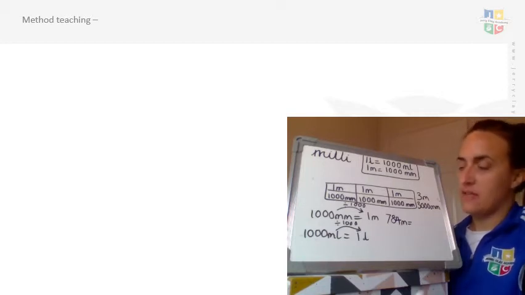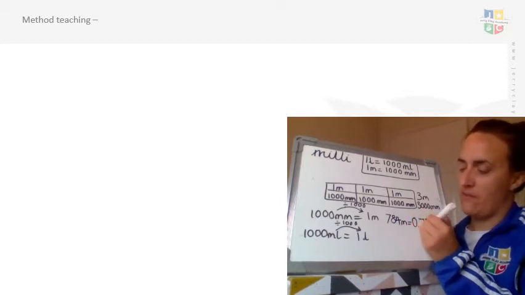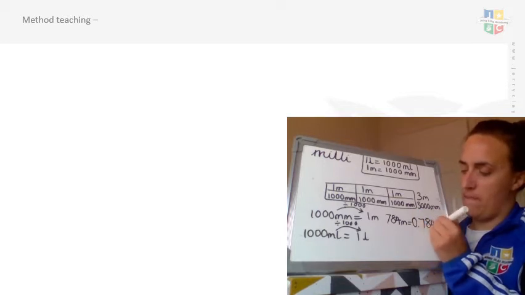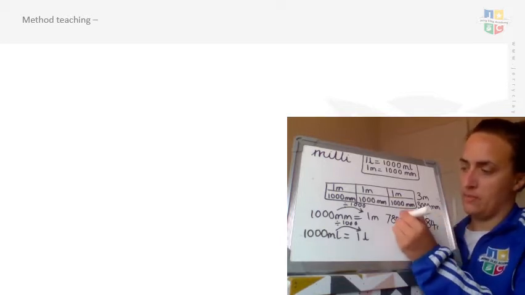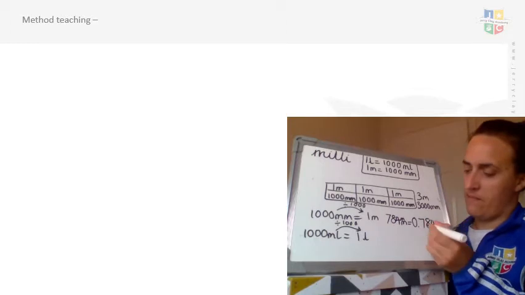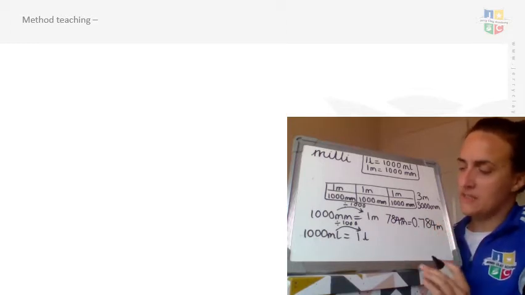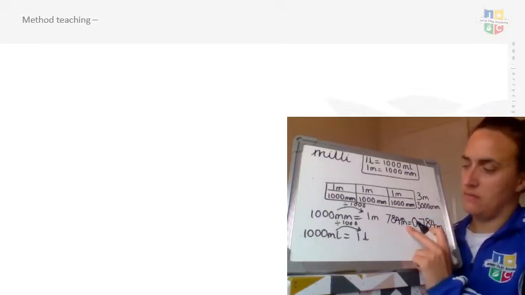Excellent, divide by 1,000, that would give me 0.784 metres. Sorry, I should have put millimetres there.